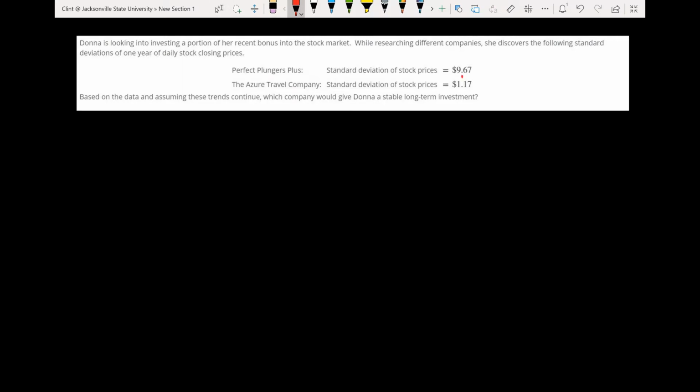So since the Azure travel company has the smaller standard deviation, that's going to be better for a stable long-term investment. Smaller standard deviation means it's less risk, less risky. The larger standard deviation would be better for trying to get money in a hurry, but it's also more risky. So on that one, we would say the Azure travel company because it has a smaller standard deviation.